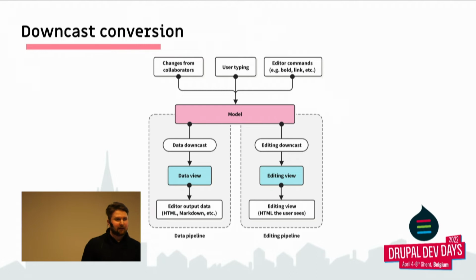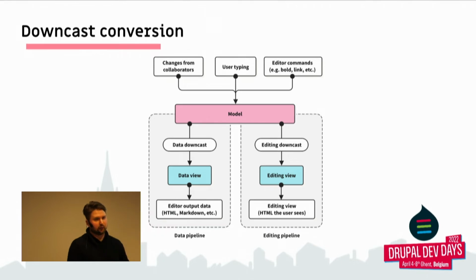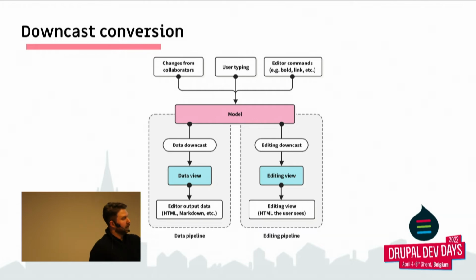If you have a simple element, most of the time the downcast would be the same for both of these. If you have complex elements, then these could be quite widely different from each other. The editing downcast process happens every time the model changes. That's how the editing view gets updated, and that's how the editing view is also born. So it always comes from the model. There's no other way to create the editing view. That means typing, pasting from the clipboard, anything like that is applied to the model and then downcast to the editing view.